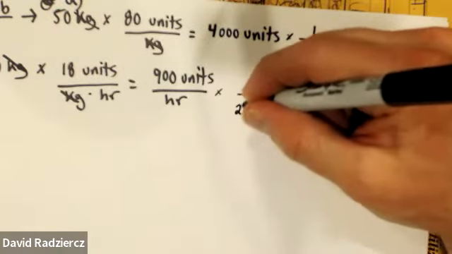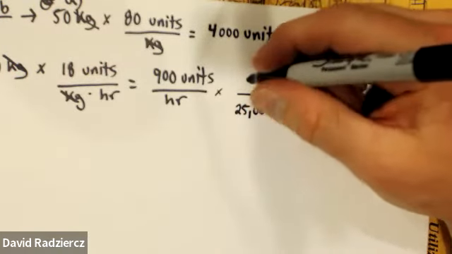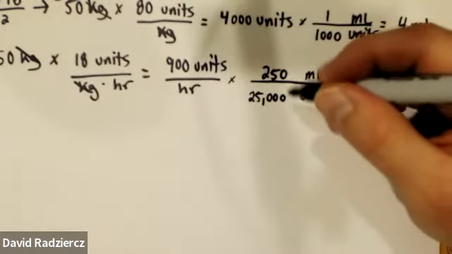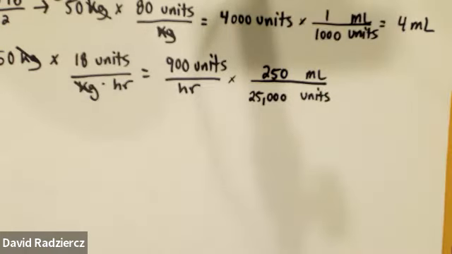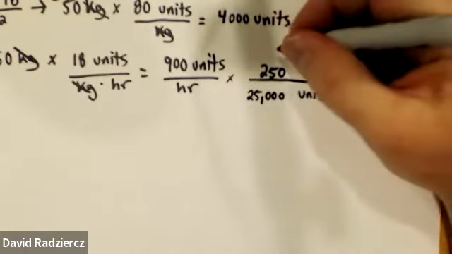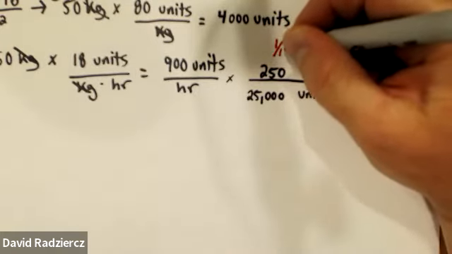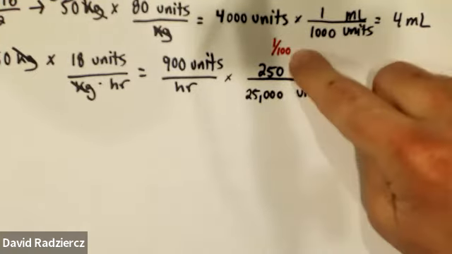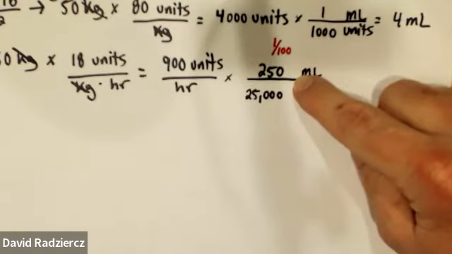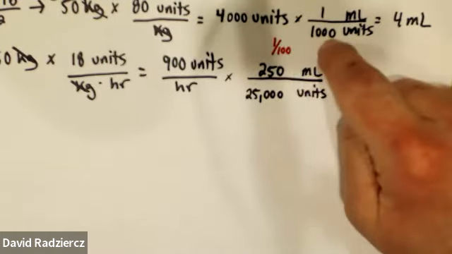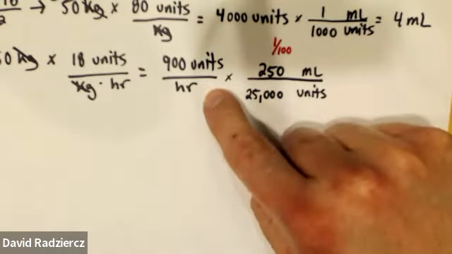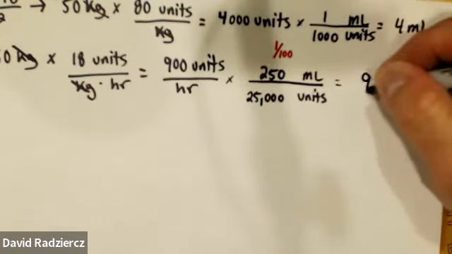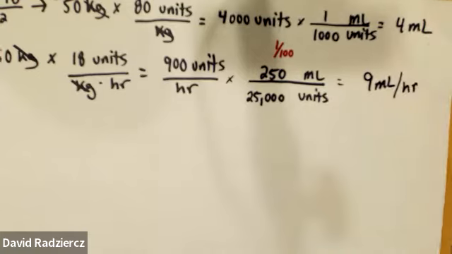Okay. So this is 25,000 units, and then this is 250 ml. So this number, I'll just write it in red. This number, if you do the division, is actually 1/100. So if you're ever looking for a shortcut, if you ever get stuck, when you're calculating the bolus, divide by 1,000. When you're calculating the infusion rate, divide by 100. And then you'll get 9 milliliters per hour.